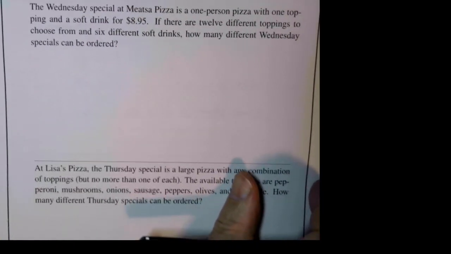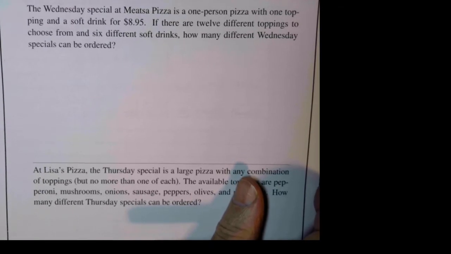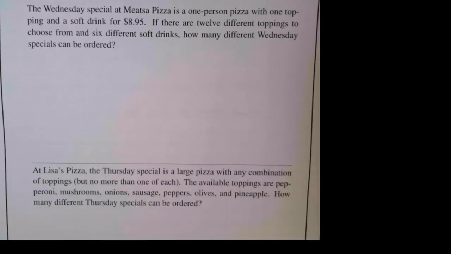The Wednesday special at Meatza Pizza is a 1-person pizza with 1 topping and a soft drink for $8.95. If there are 12 different toppings to choose from and 6 different soft drinks, how many different Wednesday specials can be ordered? Okay, well, we think of the problem of counting the number of possible Wednesday specials as being the same as counting the number of ways in which we could choose such a special.